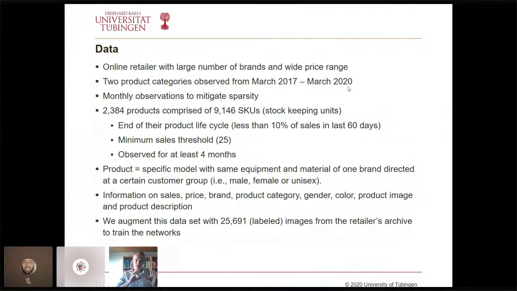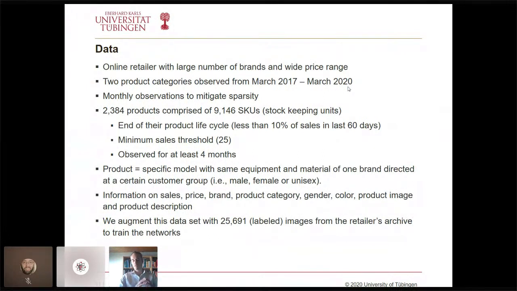We take from the assortment 2 product categories that we observed between March 2017 and March 2020. We have monthly observations. We have a bit more than 2,000 products comprised of more than 9,000 SKUs. SKU is a term that is used to describe products, a stock keeping unit.